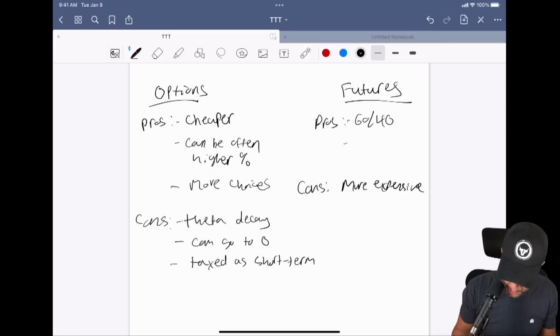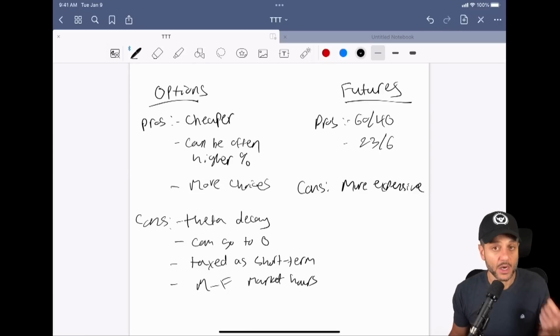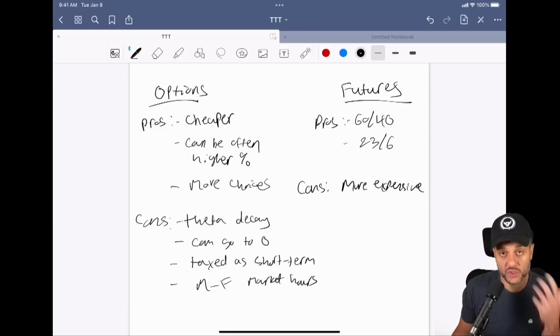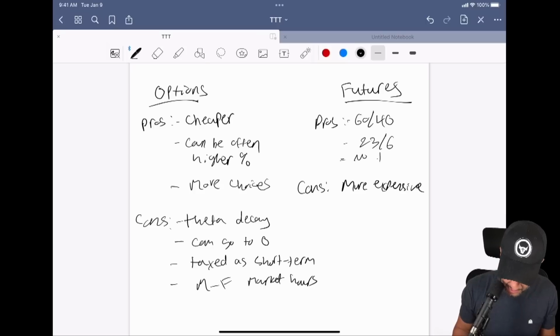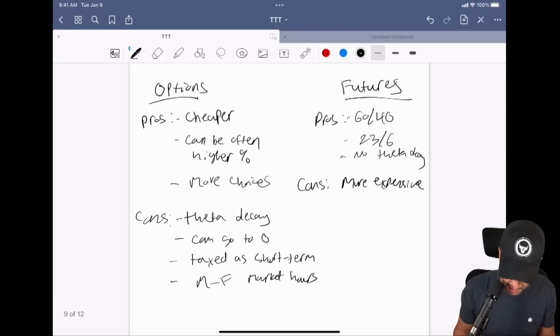Pros with futures, 23 hours a day, 6 days a week. Cons with options is it's only Monday through Friday, basically market hours, right? So for those of you that always ask me, oh, I have a full-time job, I can't trade during the day. Well, guess what? You could trade futures at night because they're open 23 hours a day. Pros with futures is there is no theta decay, right? Now, here is where I think I would say that the biggest difference is, right?